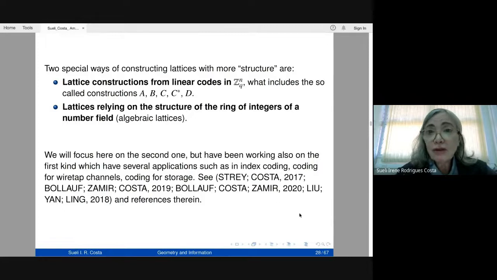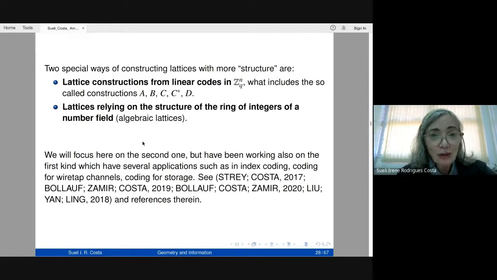two ways of constructing lattices with more structure. And these two ways are, first, lattice construction from linear codes in Z_k^n, which are subgroups of Z_k^n, right? This Z modulus k, that's the notation, right? What includes the so-called construction A, B, C, C star. This can be used in many applications, right?